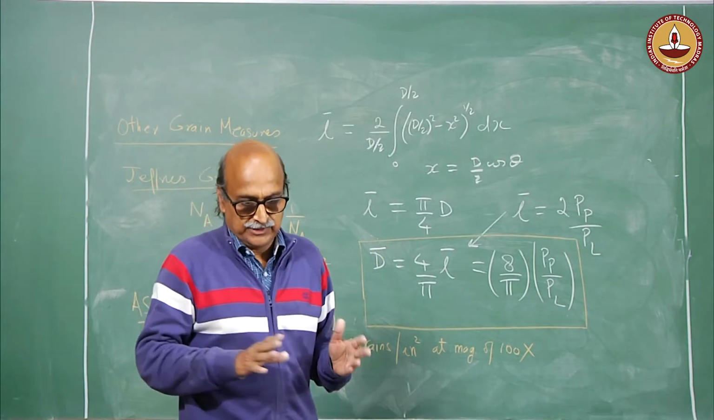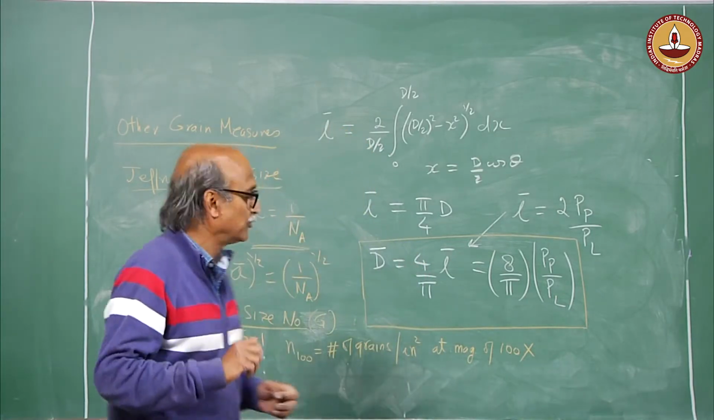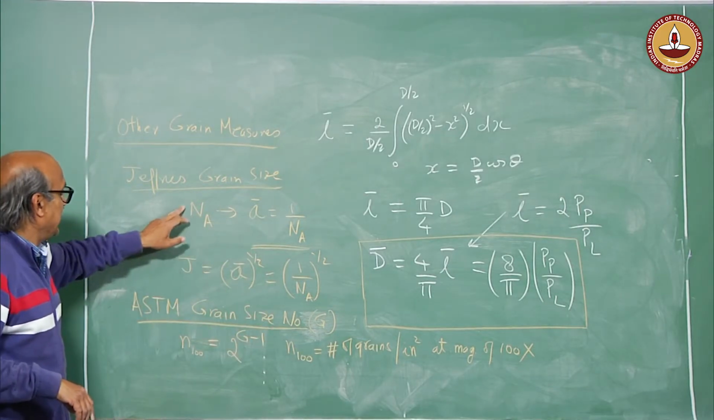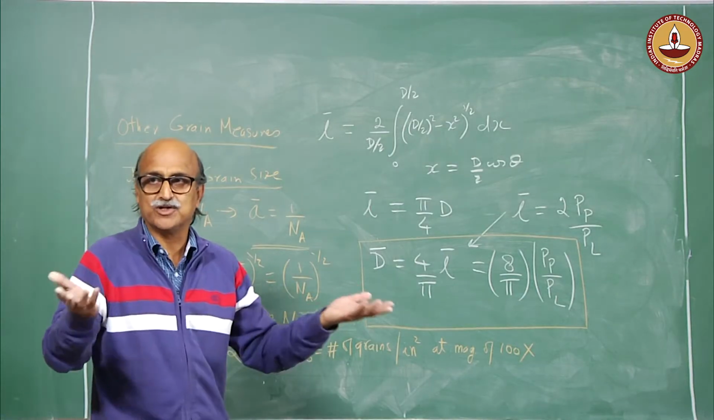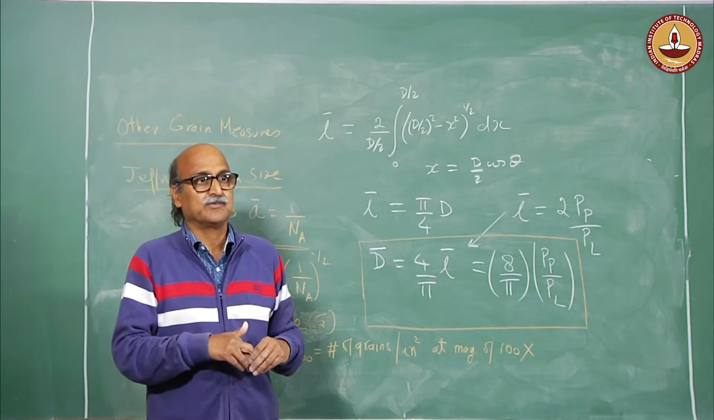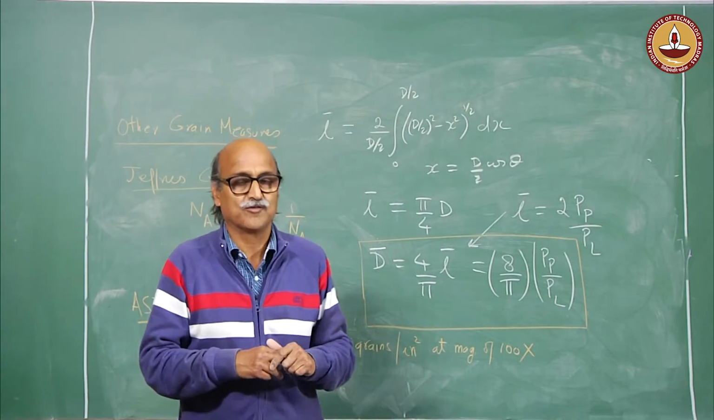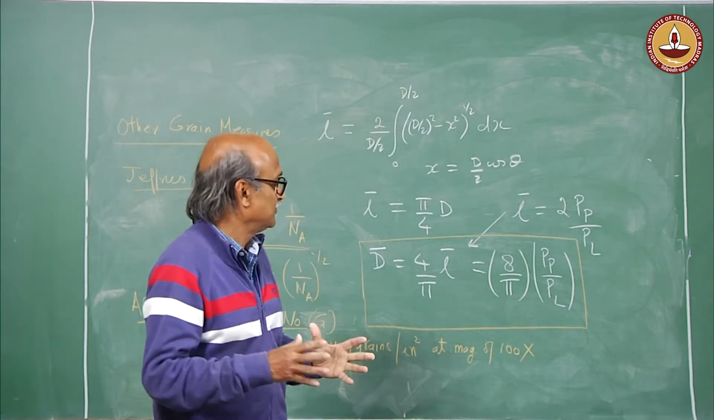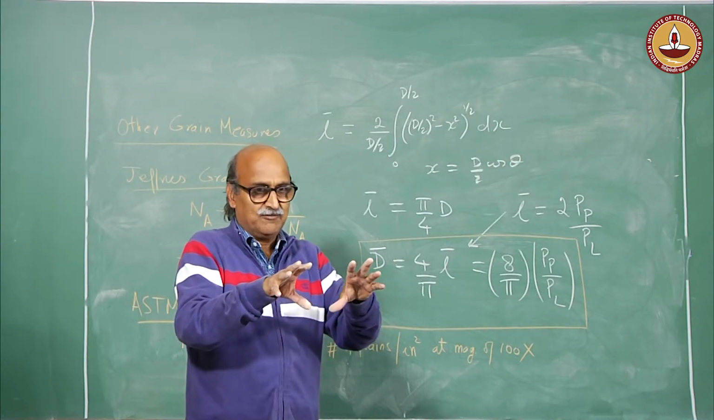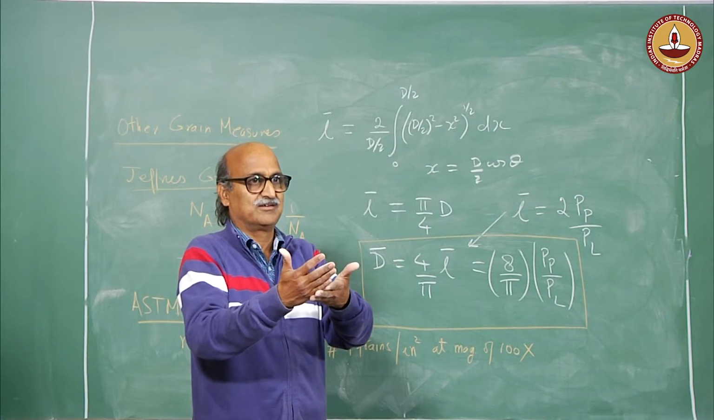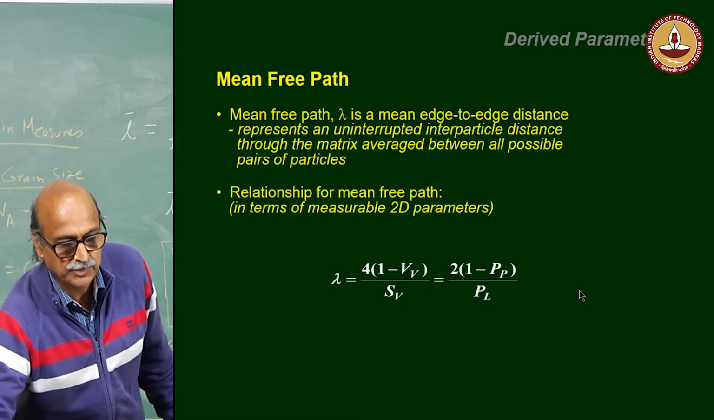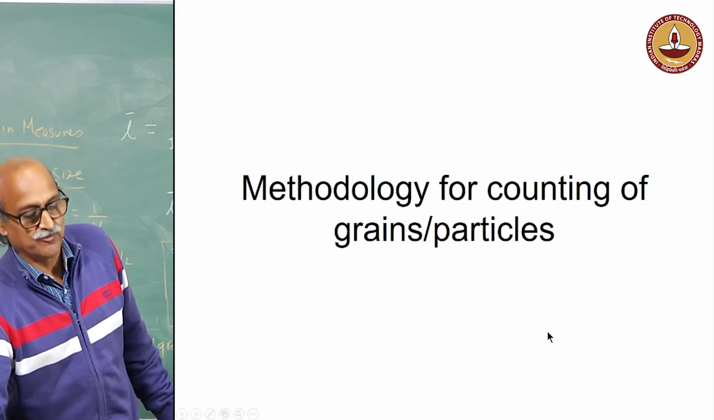Now, before I complete this lecture, I just want to introduce something. In many of our measures we have to do this NA, counting of number of grains, counting of number of particles. So, we must know the proper method of counting, an unbiased way of counting particles, because the problem comes when in any region that we are trying to count, only half the grain or part of the grain is inside. So, methodology for counting of grains and particles.